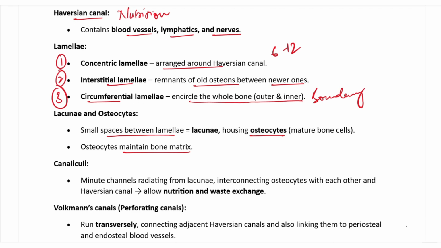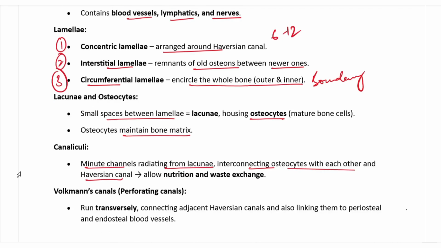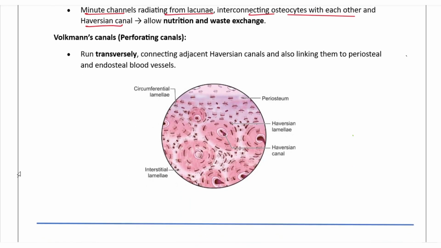Then we have canaliculi. They are minute channels radiating from the lacunae, interconnecting osteocytes with each other and also the Haversian canal. Then we have the Volkmann canal. They run transversely, connecting the adjacent Haversian canals. They also link them to the periosteal and endosteal blood vessels. After you write all these points, then you have to draw the diagram.